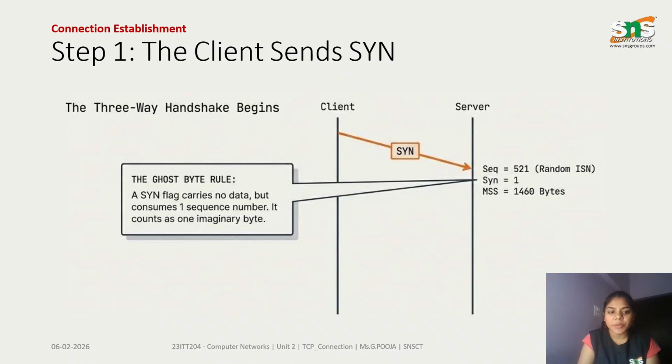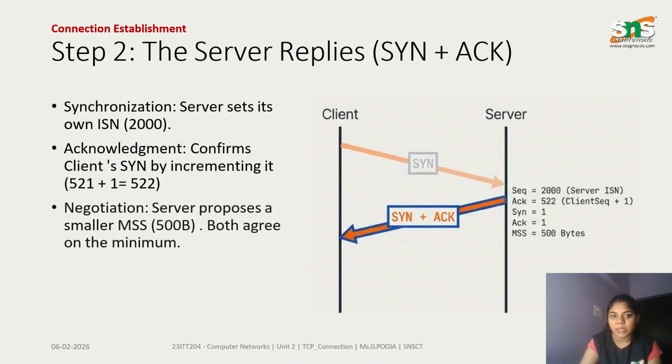In the first step, the client sends a SYN message. It consists of the sequence number and the MSS, which is 1460 bytes. So it is a three-way handshake process, and it begins here.